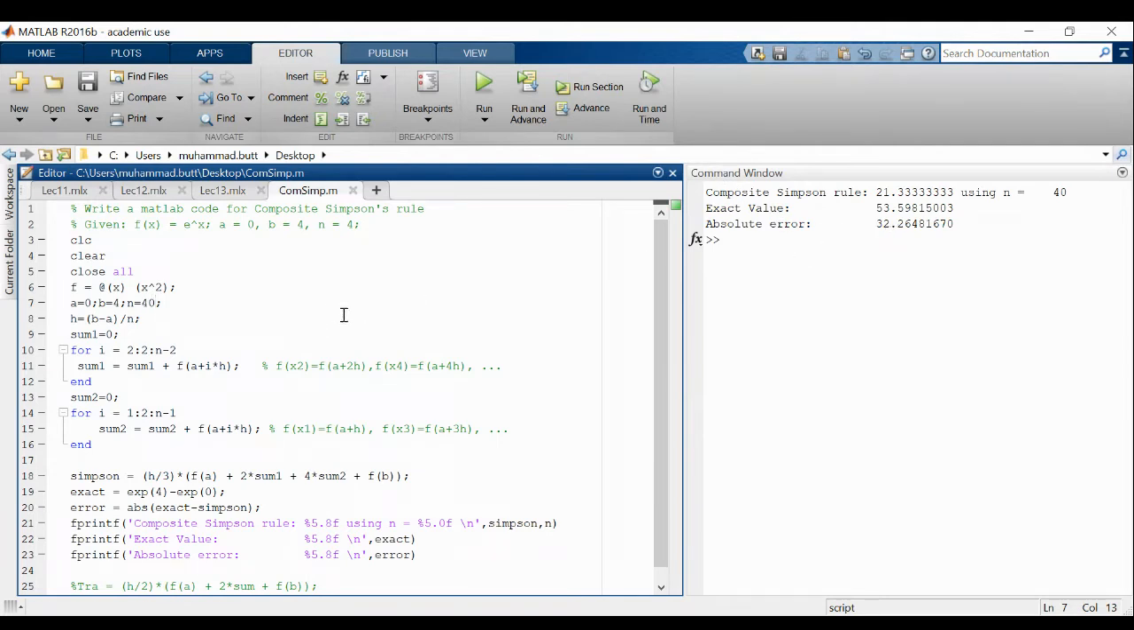But what is the wrong thing? Because the exact value is now changed. So what is the exact value now? The exact will be x power 3 over 3. You got my point? Wait, this is a mistake because we changed the function. Now the exact function is changed, and we have to put the upper limit 4 as well. So it is nothing but 4 power 3 minus 0 power 3.